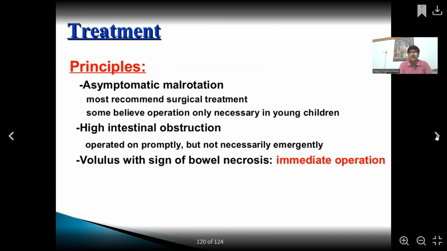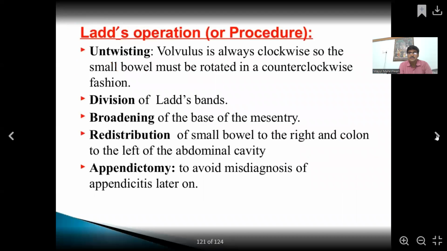Treatment principles include, in cases of asymptomatic malrotation, most recommend surgical treatment. Some believe operation is only necessary in young children. In high intestinal obstruction, operate promptly, but not necessarily emergently. Volvulus with signs of bowel necrosis, you have to operate immediately.